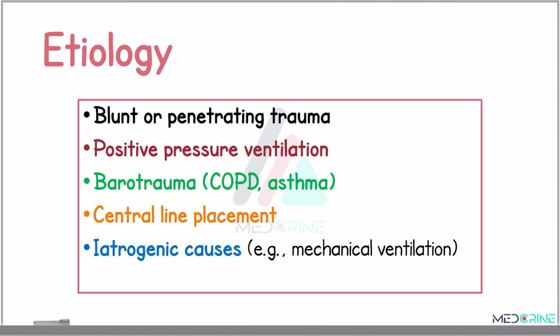Tension pneumothorax can result from trauma, whether blunt, such as a rib fracture, or penetrating trauma, for example, a stab wound. It may also develop in patients on positive pressure ventilation, especially if they have an underlying lung condition, for example, chronic obstructive pulmonary disease or asthma. It can as well result from central line insertion and other invasive procedures into the chest cavity.